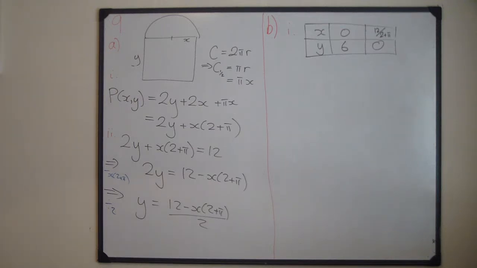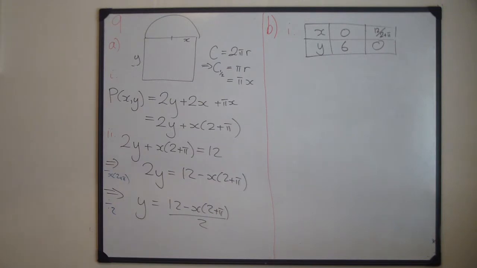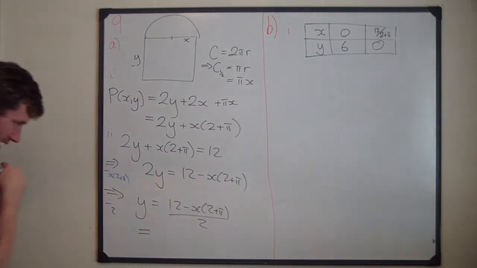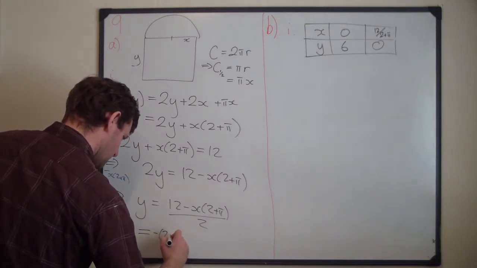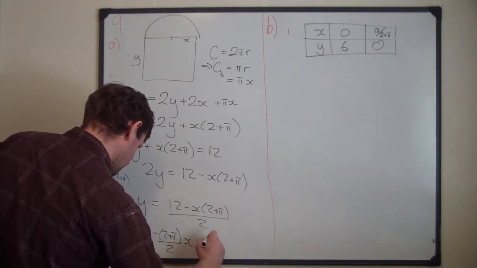But they have got some y coordinates there, so we want to be a bit more precise. I wouldn't be a fan of substituting in 0, 1, 2, whatever. I think you've got to use a bit more theory. And the theory here is that if you write it in the form mx plus c, you end up with minus (2 plus pi) over 2 x plus 6.